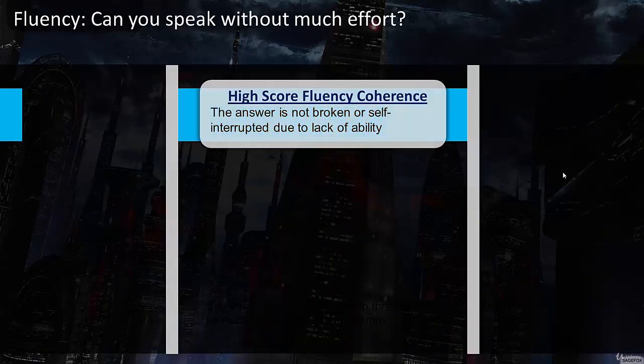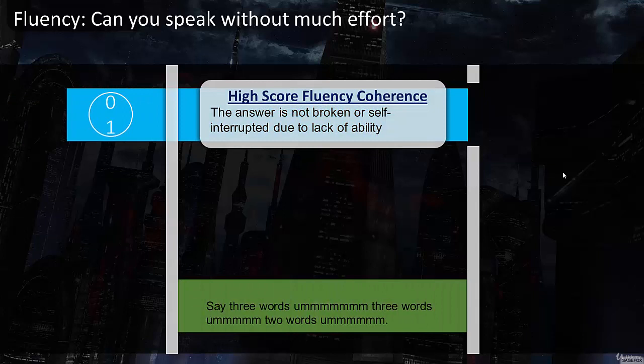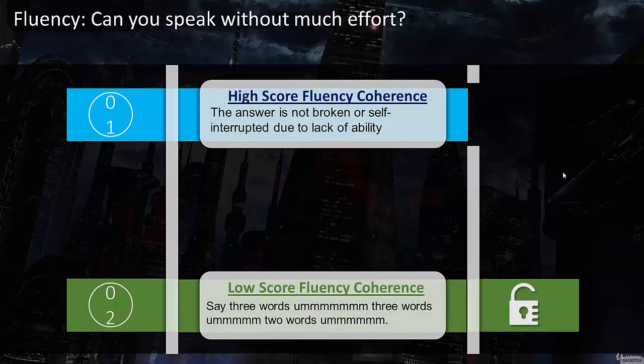Can you speak without much effort? What they mean by this in terms of a high score is, is your answer not broken or self-interrupted? Again, a low score is all the ums and hesitations.